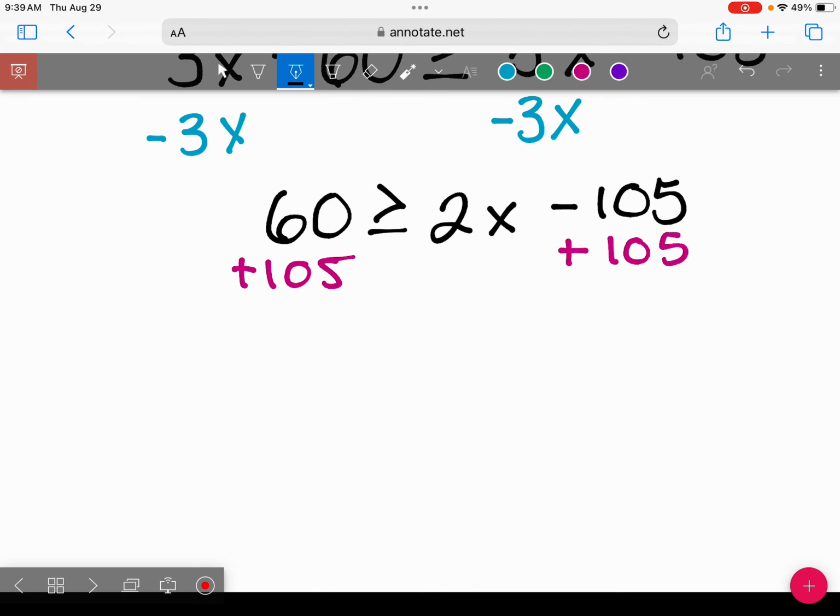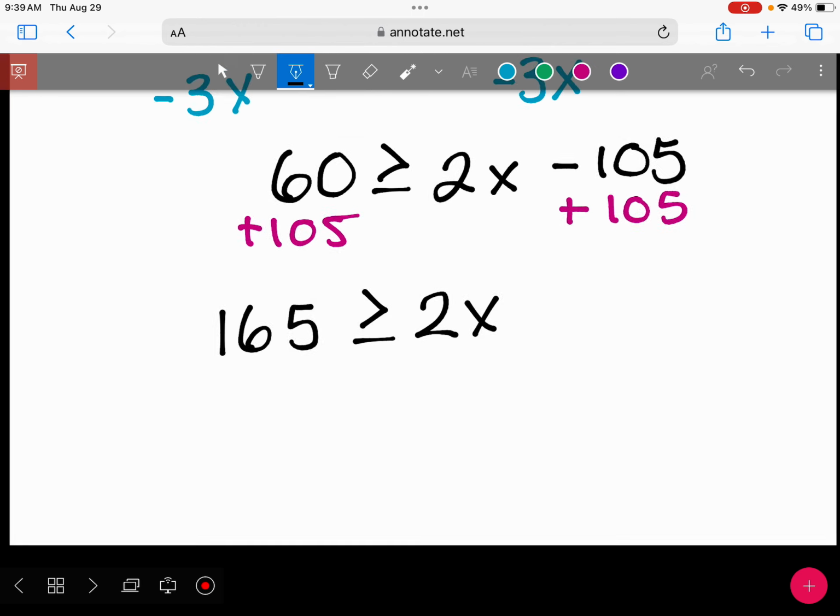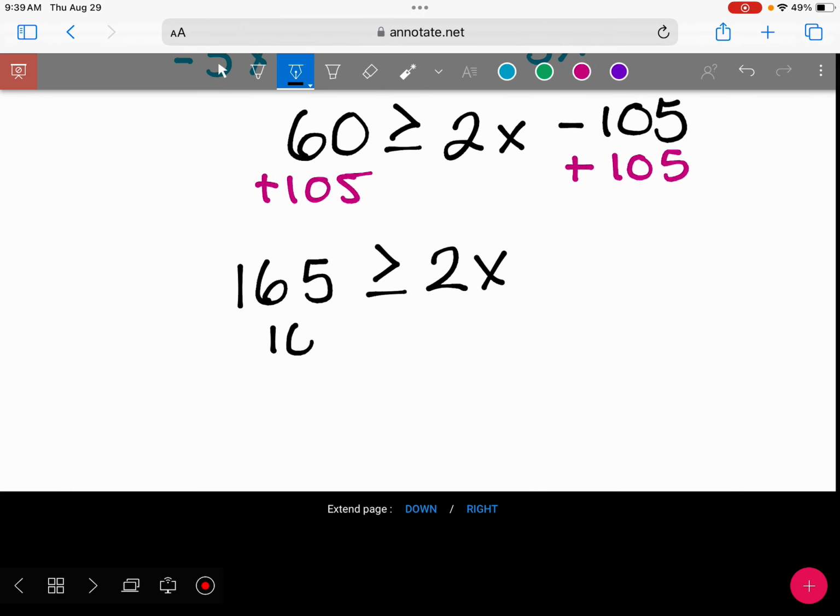So what's on the left-hand side? 165 is greater than or equal to 2x. So 165 over 2 is greater than or equal to x. Divide both sides by 2.